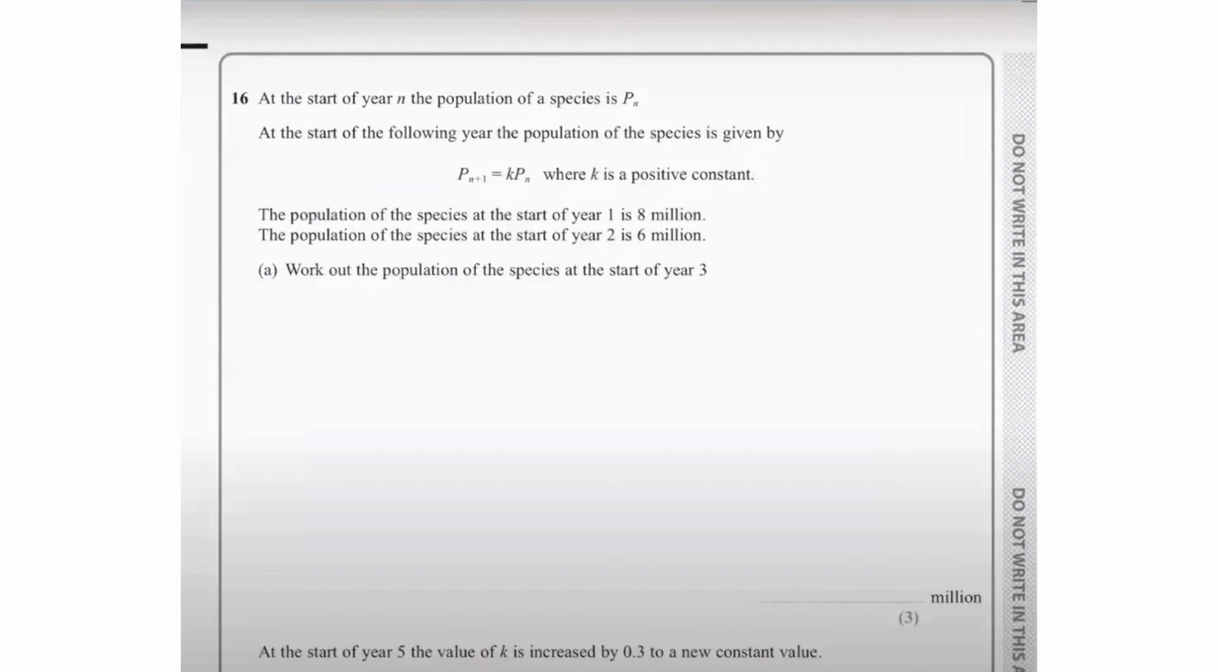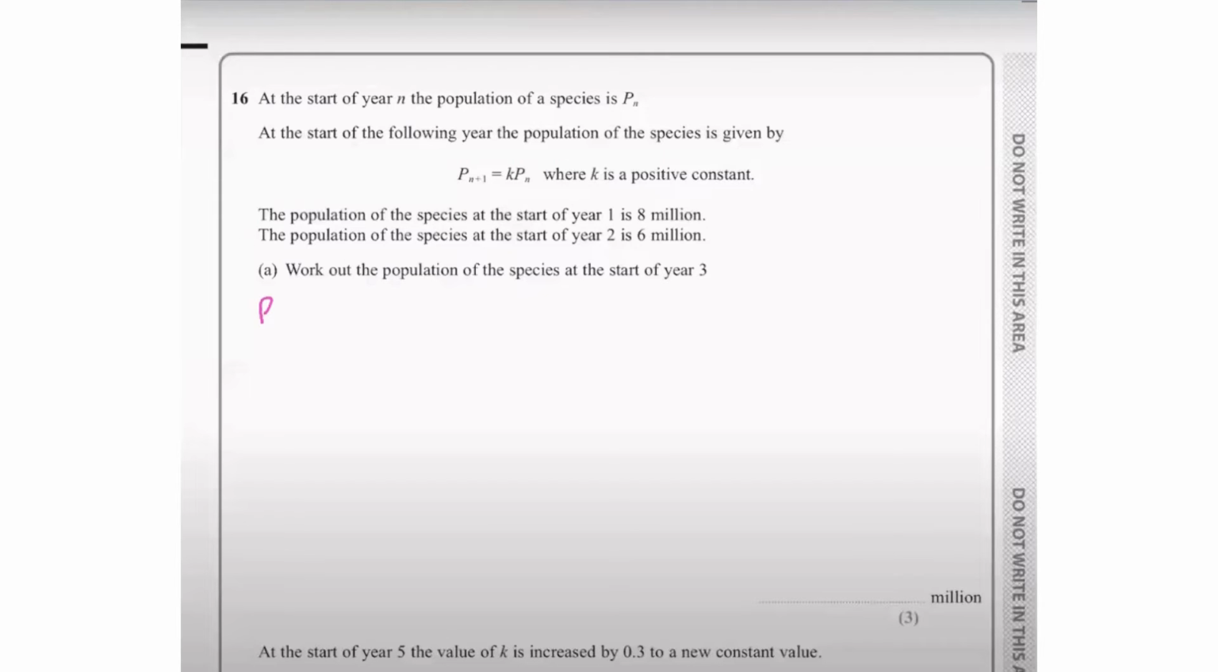Question 16 says, at the start of year n, the population of a species is Pn. At the start of the following year, the population of the species is given by Pn plus 1 equals k times Pn, where k is a positive constant. The population of the species at the start of year 1 is 8 million, and at the start of year 2, it's 6 million. Work out the population of the species at the start of year 3.